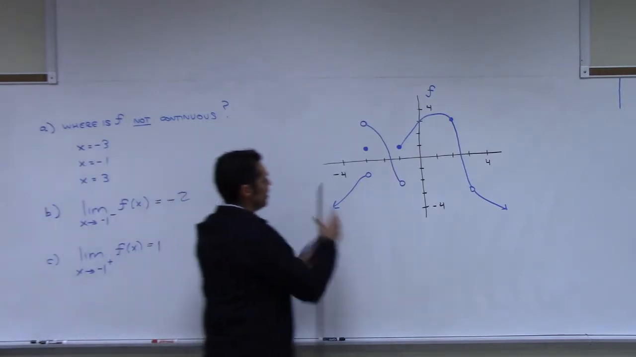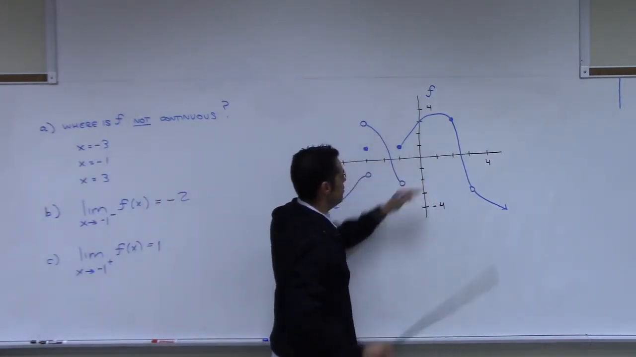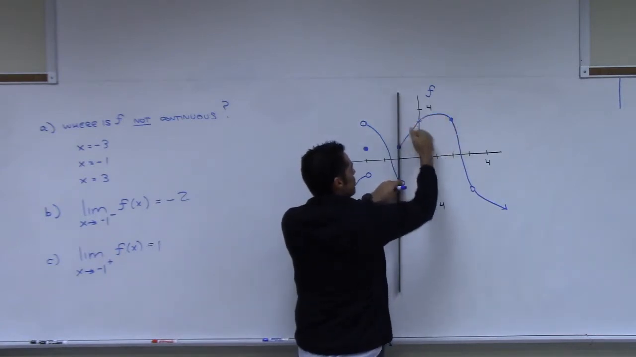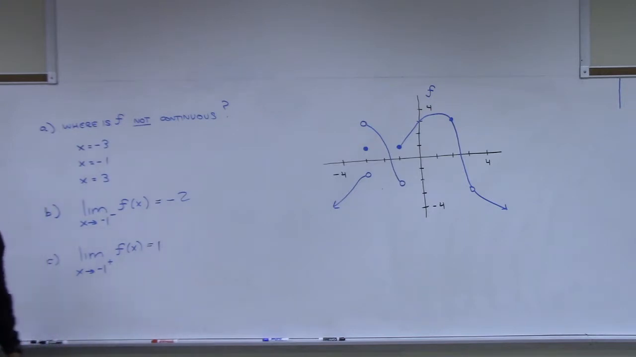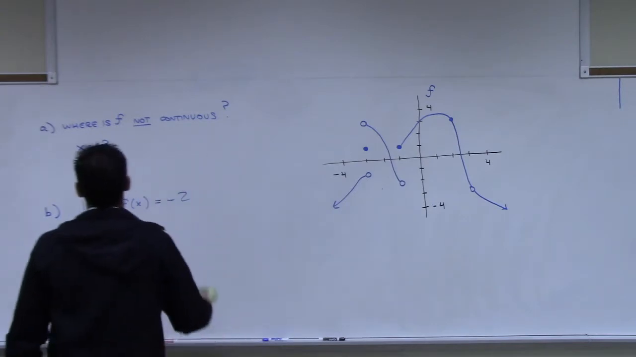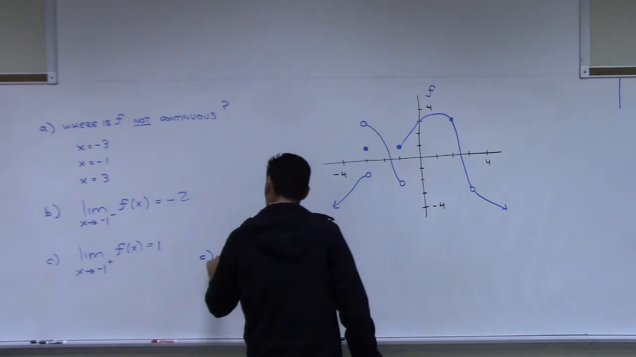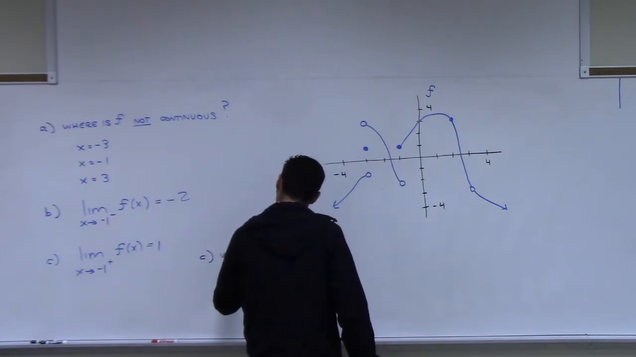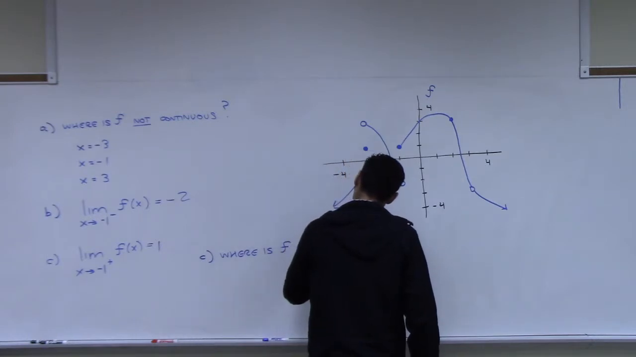So we are looking at -1 approaching from the left. The function was approaching -2. From the right, the function was approaching 1. So those are problems from a few classes ago, right? Those two. This one will be harder. In fact, I'm going to ask for a volunteer on this one. Where is f continuous?